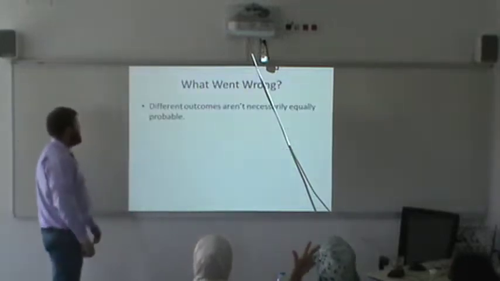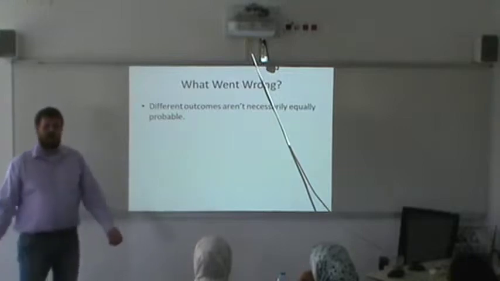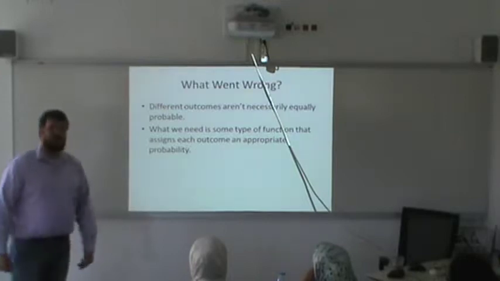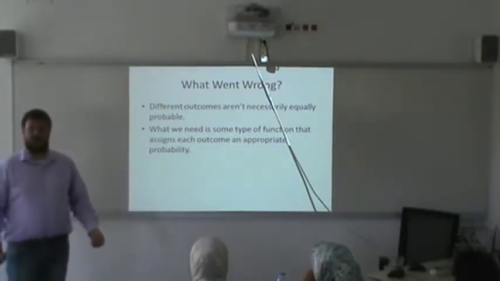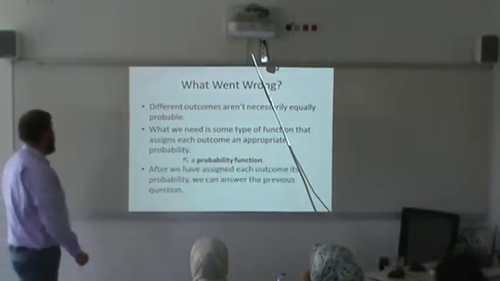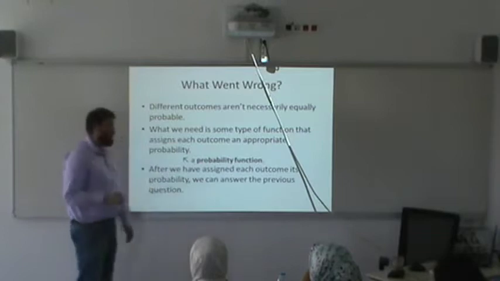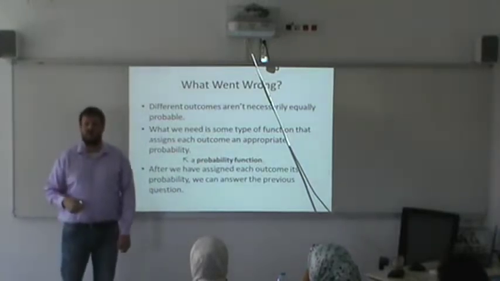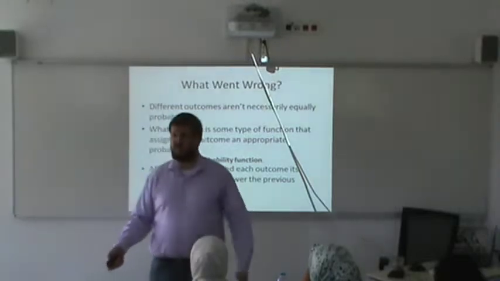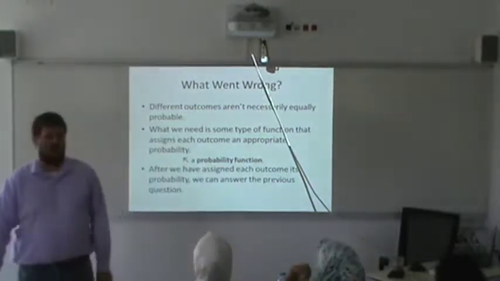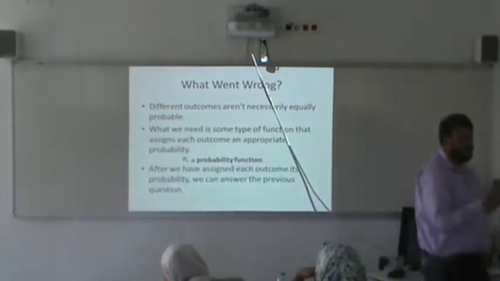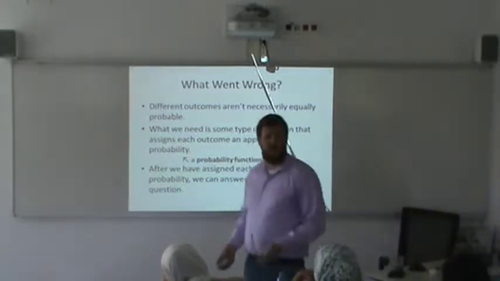All right, so what went wrong? The different outcomes aren't necessarily equally probable, as you guys have figured out. What we need is some type of function that assigns each outcome the appropriate probability, right? We'll call this a probability function. After we have assigned each outcome its probability, then we can answer the previous question for anything. Whether it's religious preferences of people in Istanbul, whether it's gender of students at Bilgi, whether it's whatever.